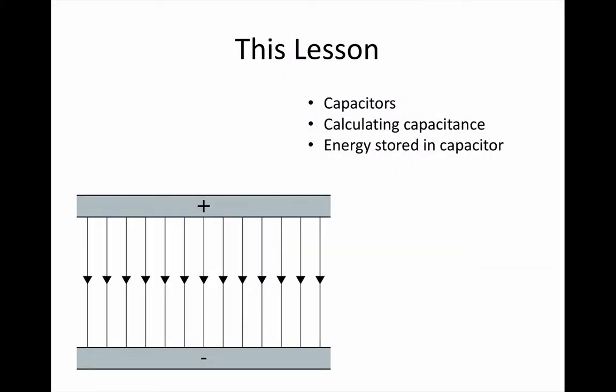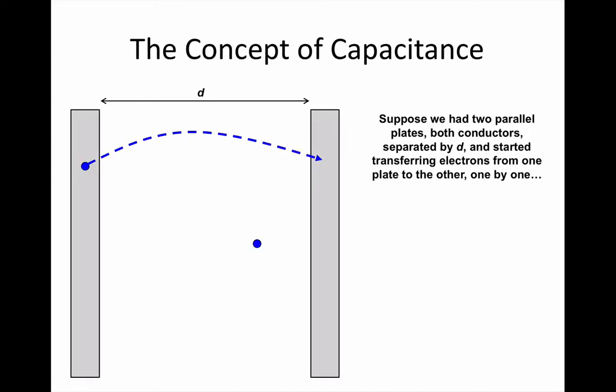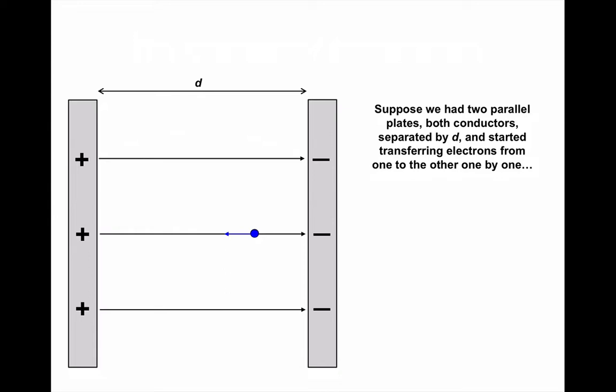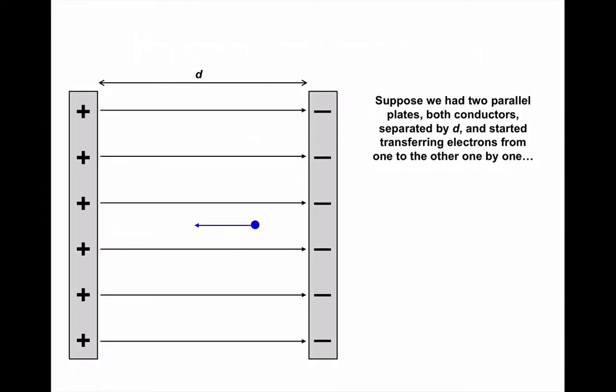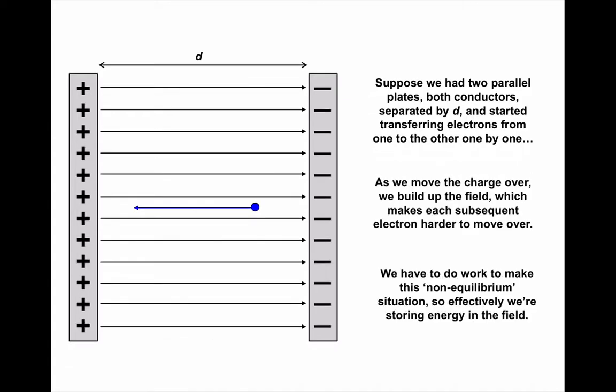Let's imagine two parallel metal plates, initially with no charge, and we start to transfer electrons across from one to the other. As the electrons move across one by one, one plate will become more negative and the other more positive. An electric field starts to build up between the plates. As the charge builds up, each electron is harder to move across and more work has to be done on it. Since we are doing work to make this happen, we are essentially storing energy in the field. We call that charging the capacitor.